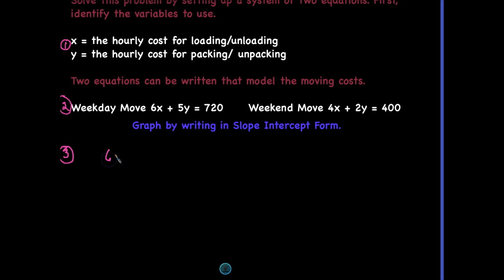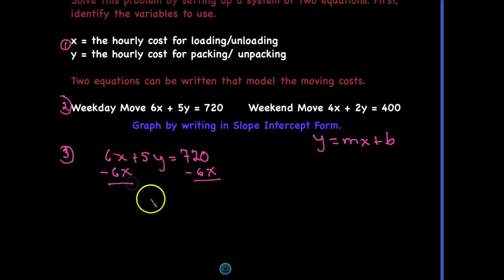So here we have our 6x plus 5y equals 720. If you remember, slope-intercept form is y equals mx plus b. b is your y-intercept and m is your slope. If we can write it like this, it's very easy to graph. So I need to move everything away from the y, so I'm going to subtract 6x to the other side, which will leave me with 5y on this left side. And then on the right side, I have minus 6x plus 720.